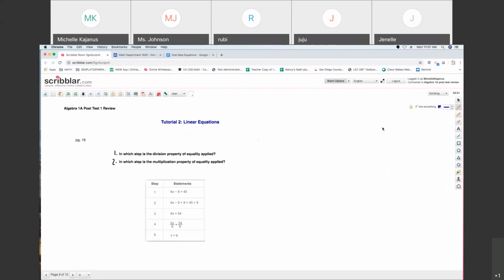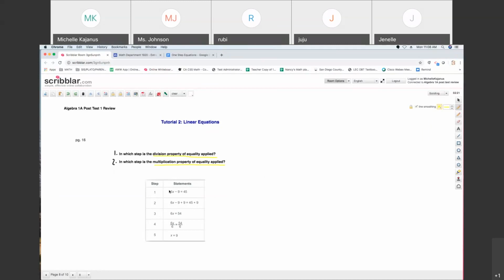You're going to have a question that is, again, like they're going to give you some steps and they're going to ask you about the different steps. So, question 1, in which step is the division property of equality applied? Question 2, in which step is the multiplication property of equality applied? Two different questions. Okay, so before we try to figure this out, let's just see what they're doing in the steps.